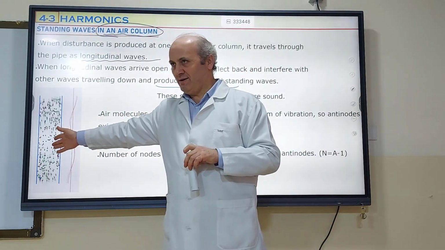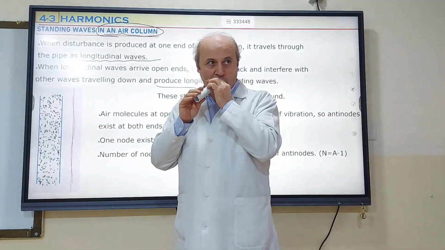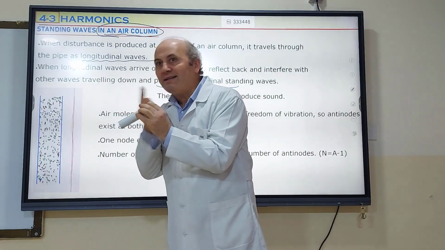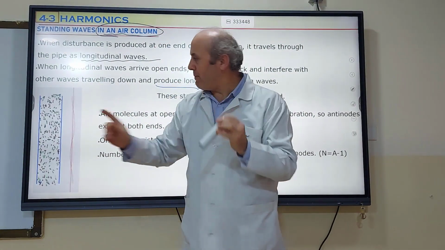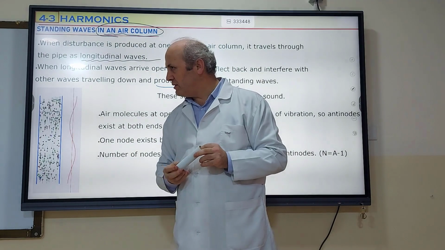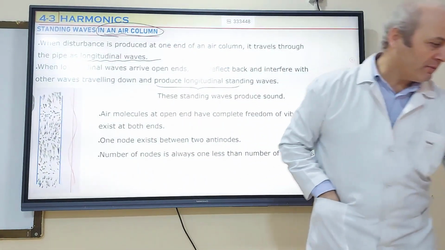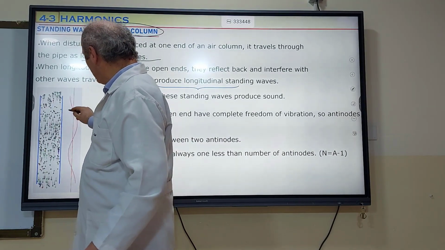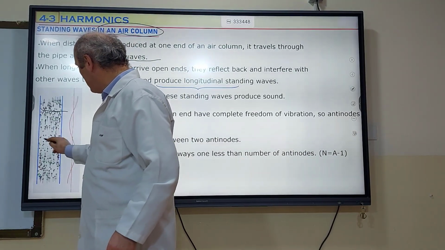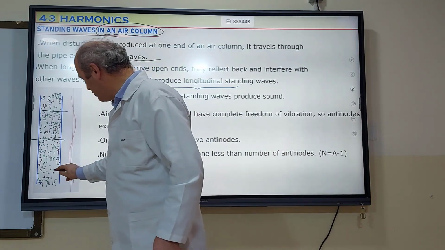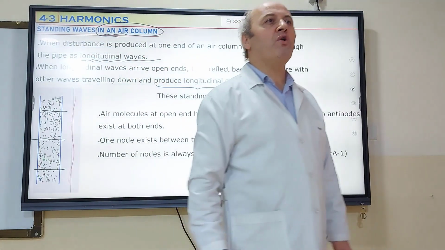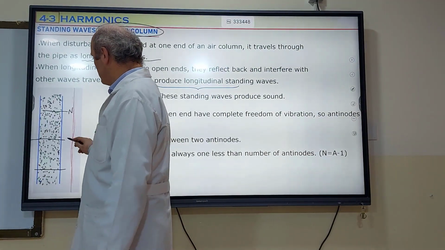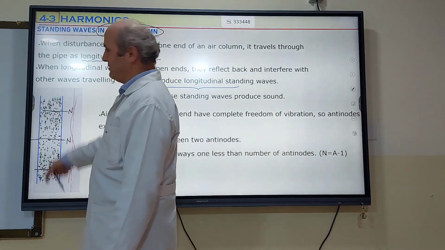Air particles inside this pipe are just vibrating. But some are not vibrating, you see that? Some particles are not vibrating. This particle doesn't vibrate. In here, they don't vibrate. In here, they don't vibrate. If particles have no vibration, these points are called nodes. These are nodes. But look at the ends.